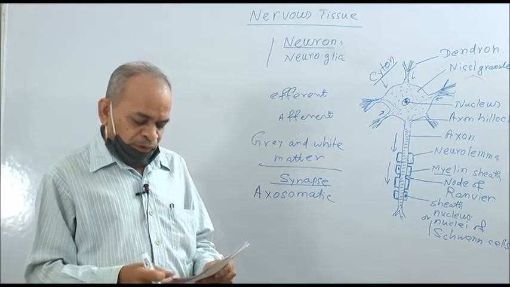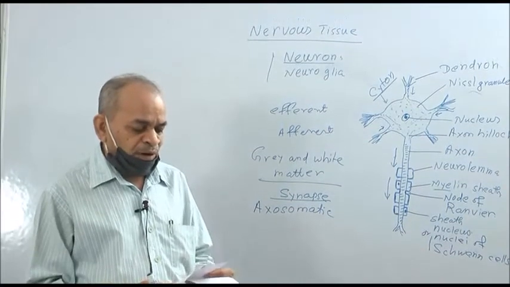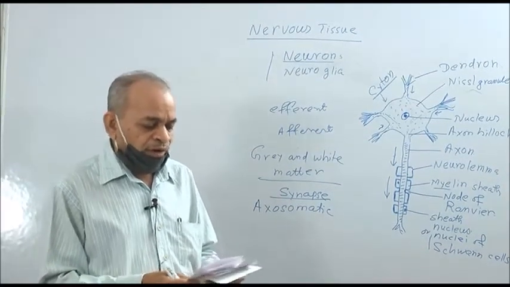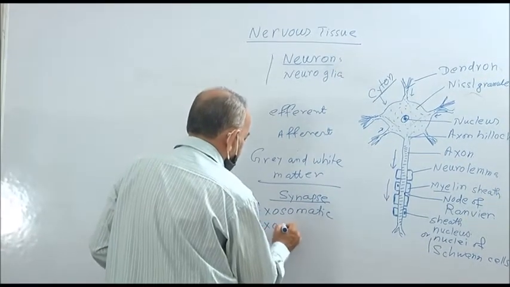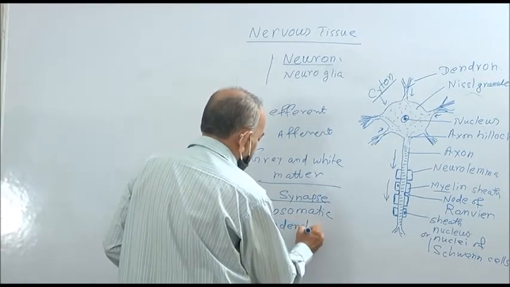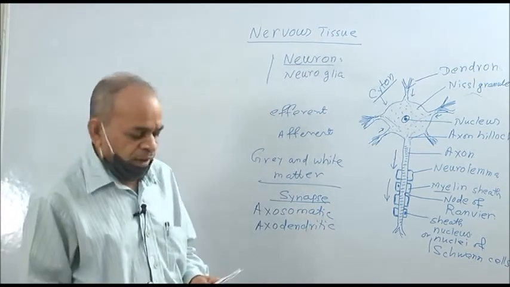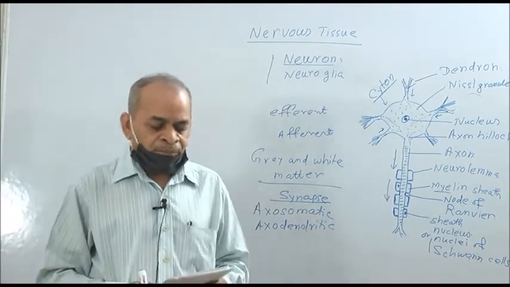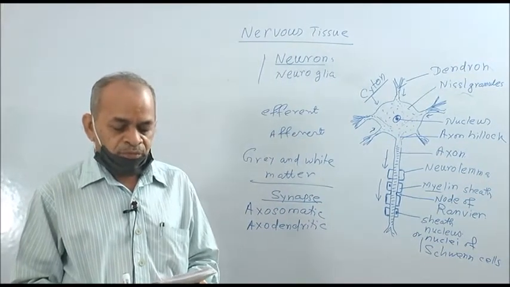These are in the cerebellum. Then axodendritic synapse. These are studied under the electron microscope.